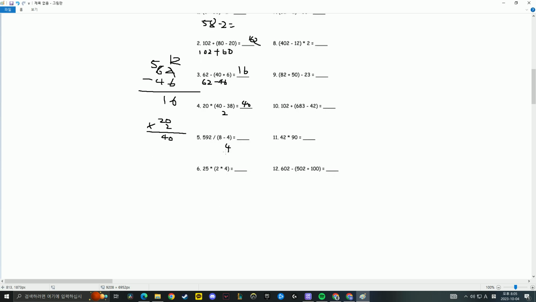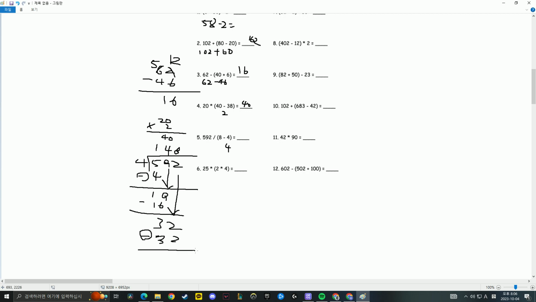8 minus 4 is 4, and 592 divided by 4. 4 goes into 5 once. Subtract that 1. Bring down the 9, and 19. 4 times 4 is 16. 4 times 5 is 20. 20 is bigger than 19, so we're going to have to go with 4. 4 times 4 is 16. And we have 3. Bring down the 2. And 4 times 8 is 32. Minus that, we got 0. That'd be 148.